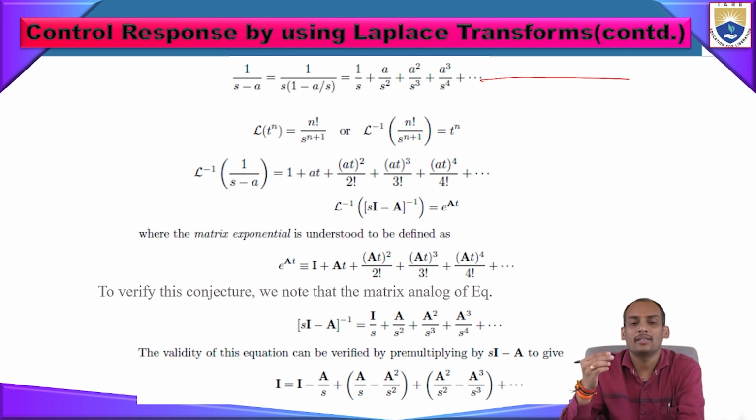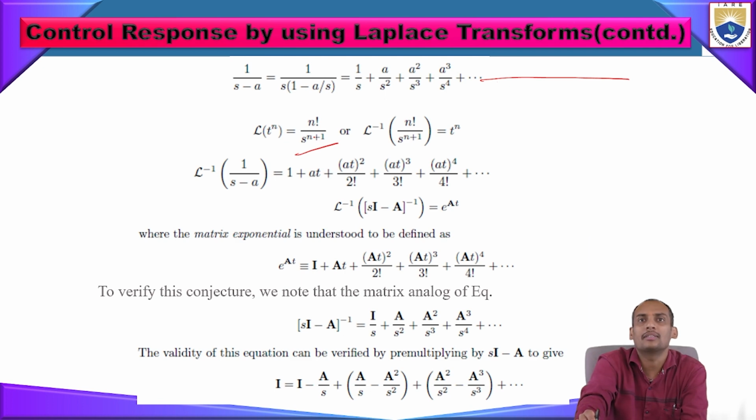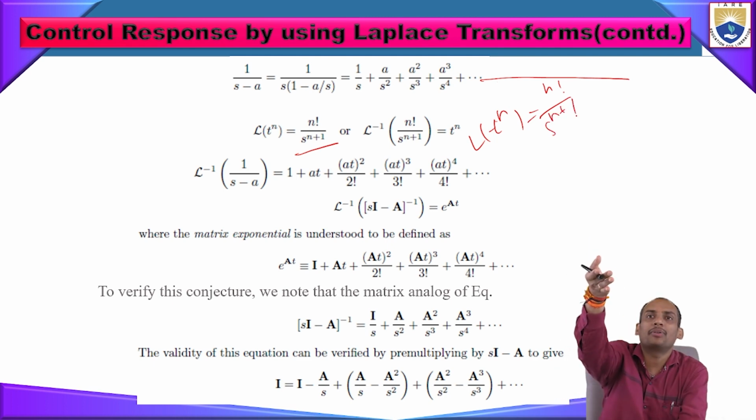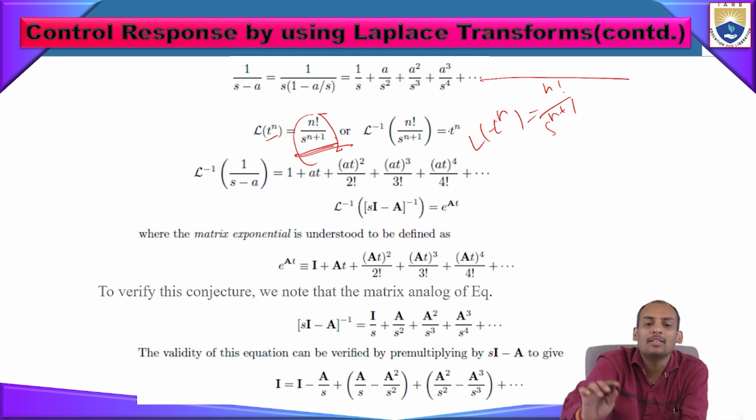So this we can write in terms of a common term, that is t power n. The Laplace transform of t power n will be equal to n factorial by s power n plus 1. So for the above equation, the inverse Laplace of this one will be n factorial by n factorial, the same t power n only, right? The same as for 1 by s minus a.